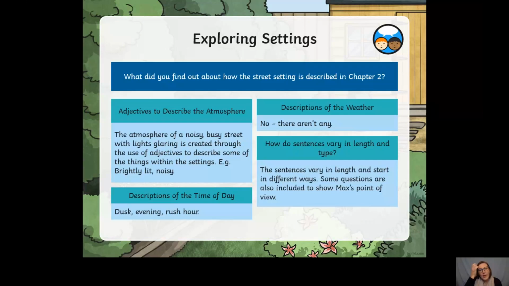Now, how did the sentences vary in length and type? Well, the sentences varied in length and they started in different ways. And some questions are also included to show Max's point of view. Now, as a writer, when we're writing sentences for readers, it's really important to start our sentences in different ways. And later on, we're going to be really focusing on that when we start to write our setting description.